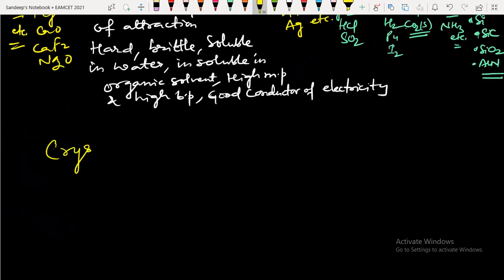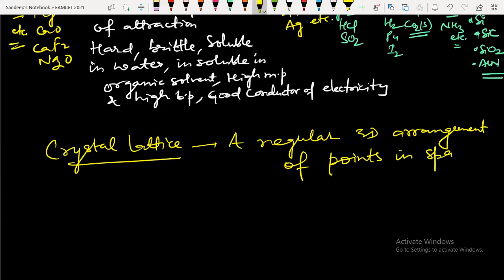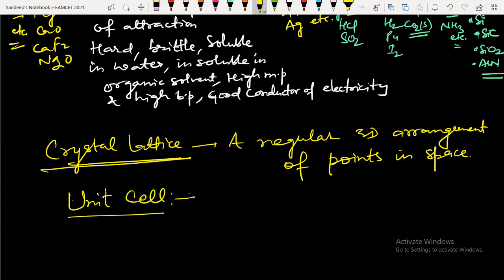Coming to crystal lattice, a regular three-dimensional arrangement of points in space. The smallest part of crystal lattice is called unit cell.